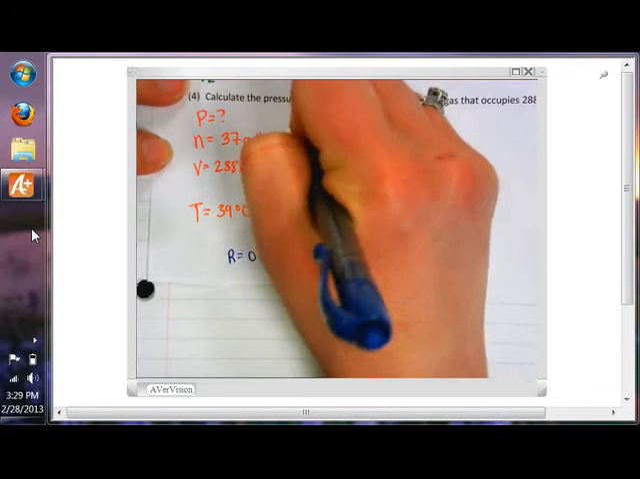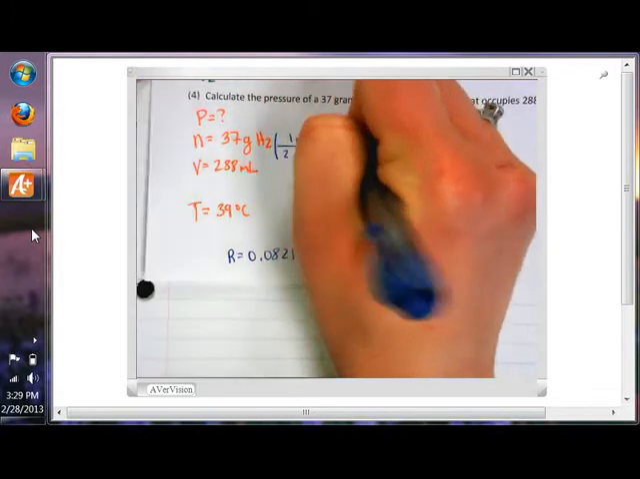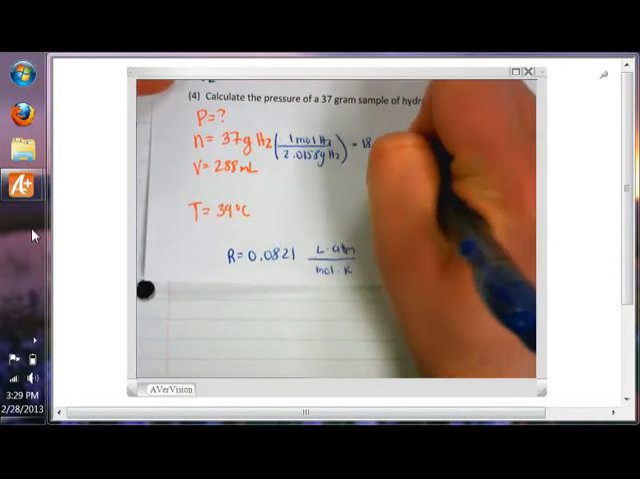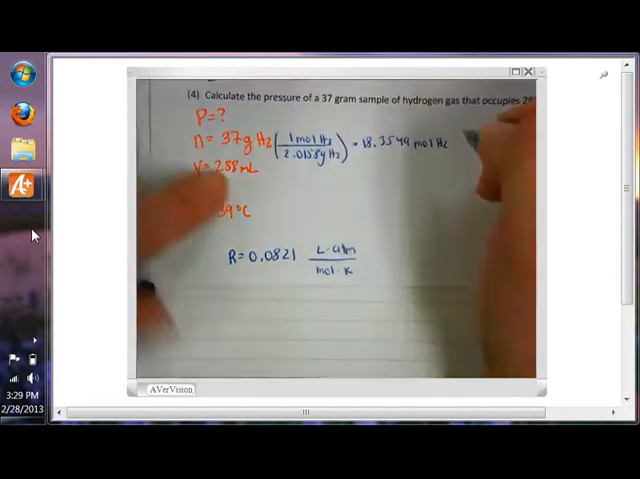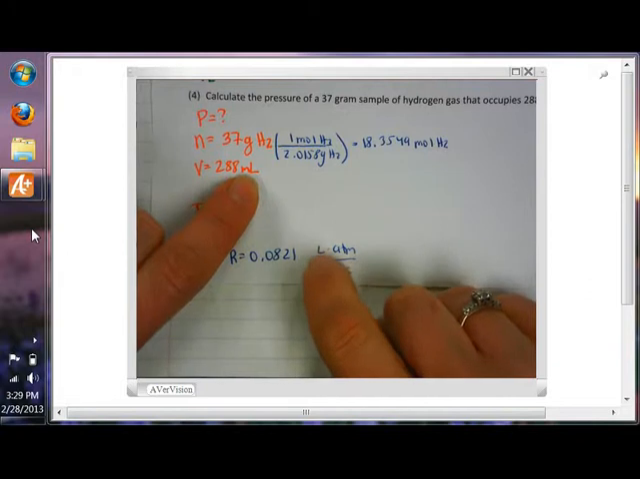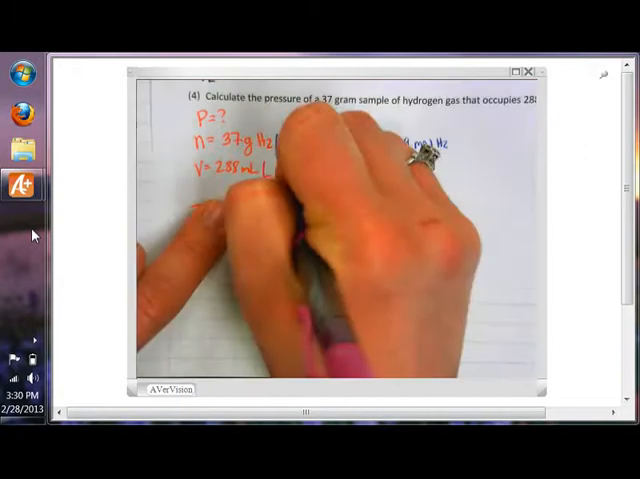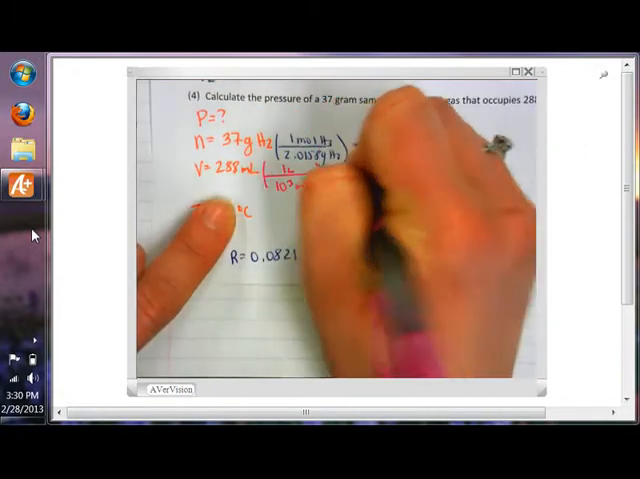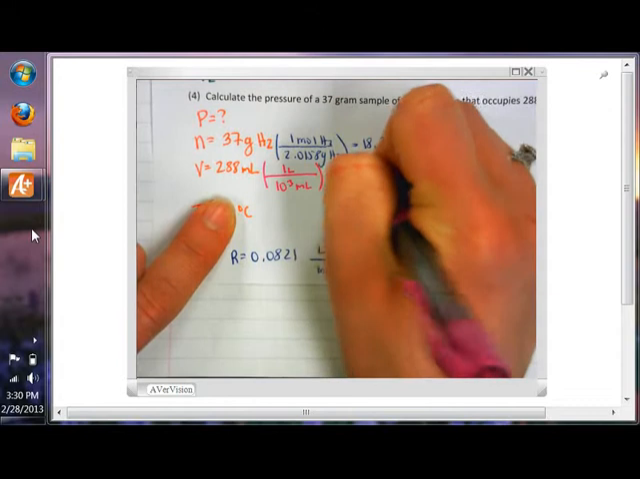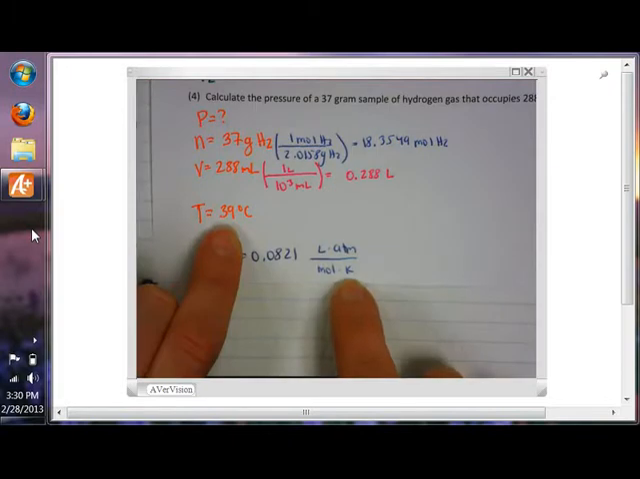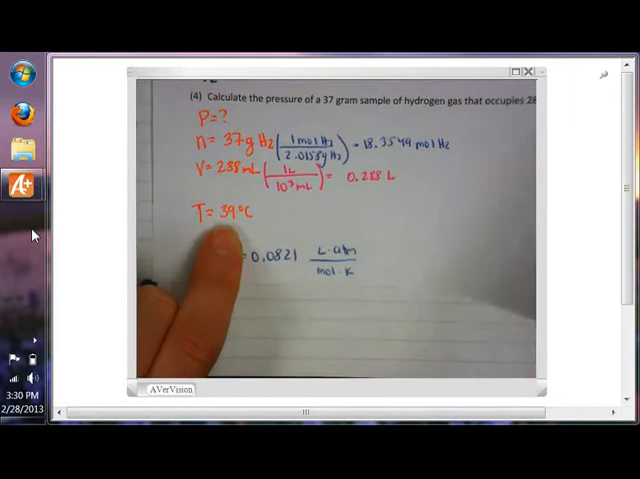And that gives me 18.3549 moles of H2. I can't be in milliliters, I have to be in liters. So I'm going to convert milliliters, so 10 to the 3rd milliliters for every 1 liter. And that gives me 0.288 liters. And I can't be in degrees Celsius, I have to be in Kelvin. So I'm going to add 273, and that gives me 312 Kelvin.